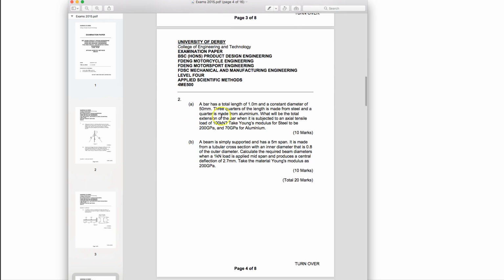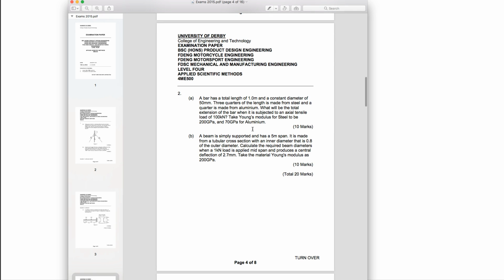Question 2. What have we got here? A bar has total length 1 meter. 3/4 of the length is steel, 1/4 from aluminium. What's the extension of the bar? Okay, so it's a little bit more of a complicated extension question. So they're going heavy on the stress analysis here.